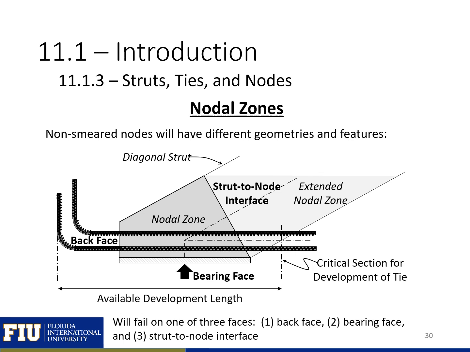So here's a typical non-smeared CCT node. You can see that one face is defined by the length and depth of our bearing pad. One face is defined by the height of our reinforcement. So the height of the back face is equal to 2 times the distance from the bottom to the centroid of our back face. And then our strut-to-node interface is defined by the angle of our strut and our bearing face and back face dimensions. Note that in our non-smeared nodes, we're going to have failure at one of these faces.